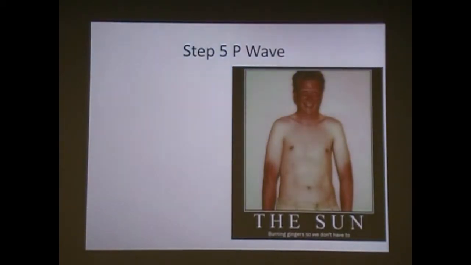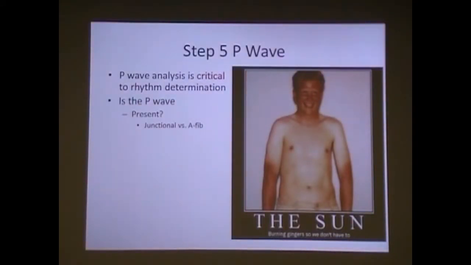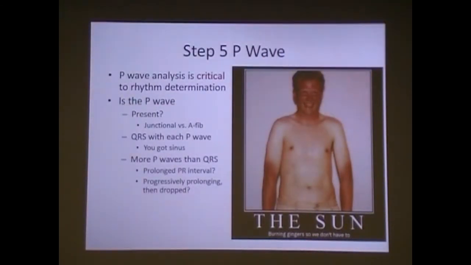Step 5, because I'm a ginger, I had to put that in there. P waves. P wave analysis is critical for rhythm determination. Is there a P wave? So is it junctional? Is it AFib? The lack of a P wave tells you a lot. Is there a QRS with each P wave? If you got a P with every QRS, guess what? You got sinus. More P waves than QRSs?